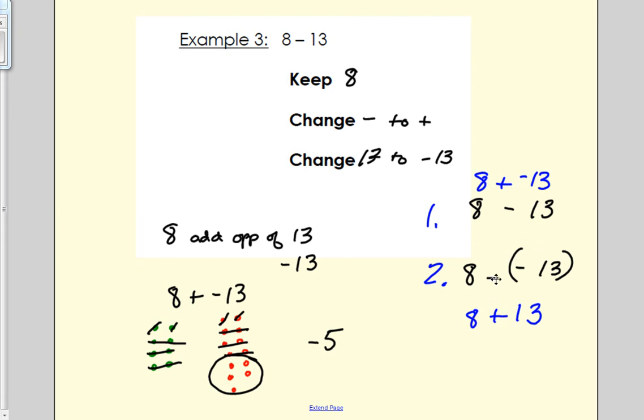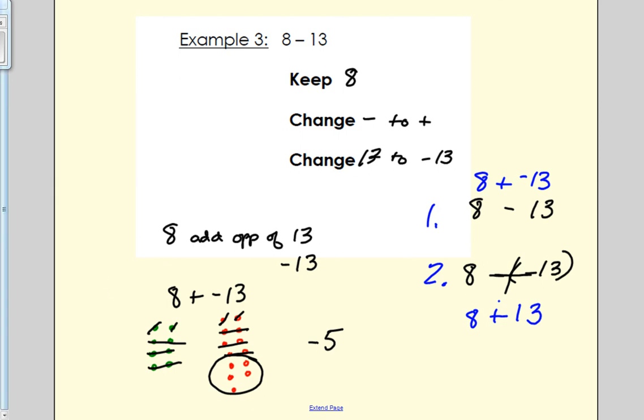A lot of people like to just take, if you have a double negative they call it, which is a subtraction sign and a negative sign right next to each other, you can make the subtraction and negative signs into a plus. 8 plus 13. Kind of a little shortcut. Those negative signs have to be right next to each other. We can't combine these two negative signs and make them a plus. They're separated by a number. These two signs up here are right next to each other, no numbers in between. So we can make that into a plus.